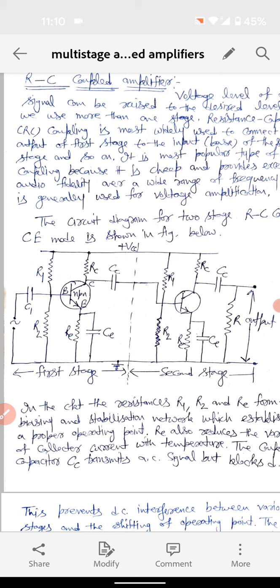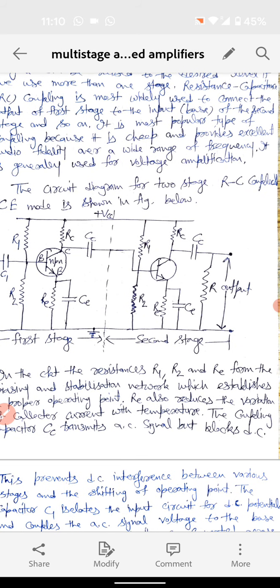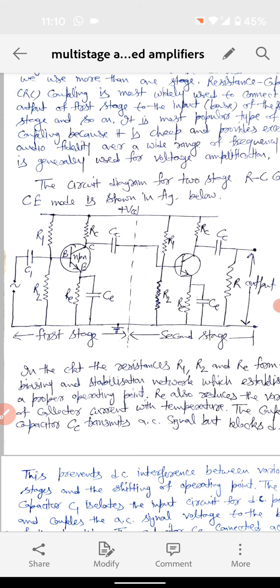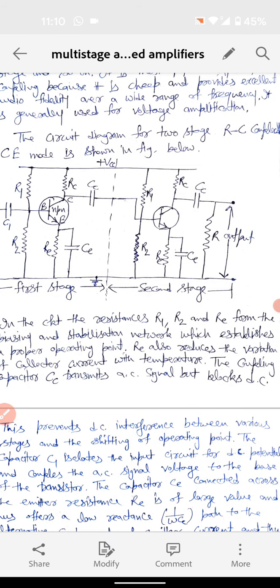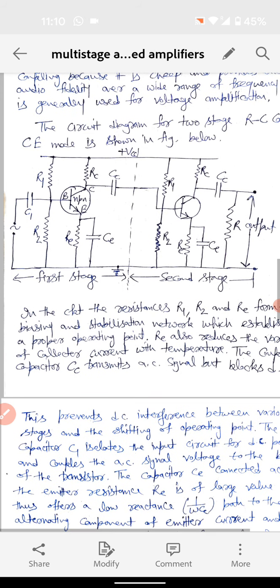Okay, so the resistances we have used, R1, R2 and RE, are all used for biasing as well as stabilization of the proper operating point. This RE component is also used to maintain the collector current against temperature variation. That is the motive of RE. And the coupling capacitor CC.